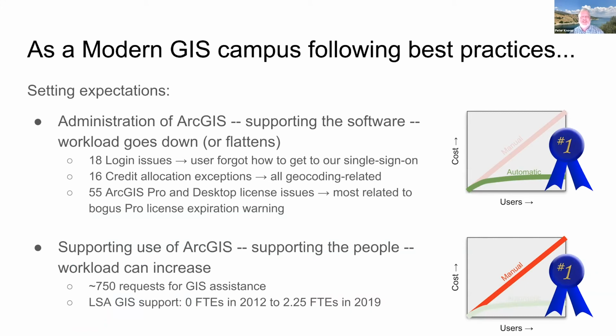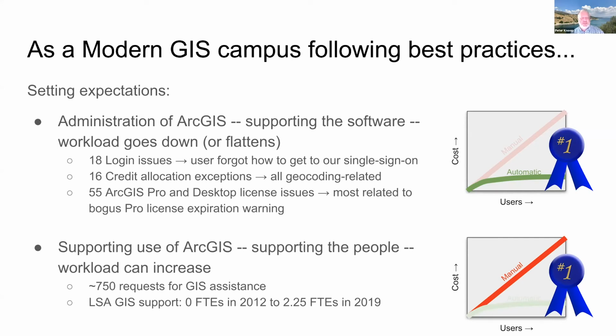And then once you are a modern GIS campus following these best practices, just setting some expectations here to keep in mind. So the administration of ArcGIS, supporting the software, this is something where you're going to see your workload go down if you have a lot of users, or at least flatten. So for instance, over the last year, we had 18 people contact us about forgotten passwords. But again, that was a really quick email to do, because it's not that they forgot their password, they forgot to use the single sign-on. And so we've got a canned email we can send them.